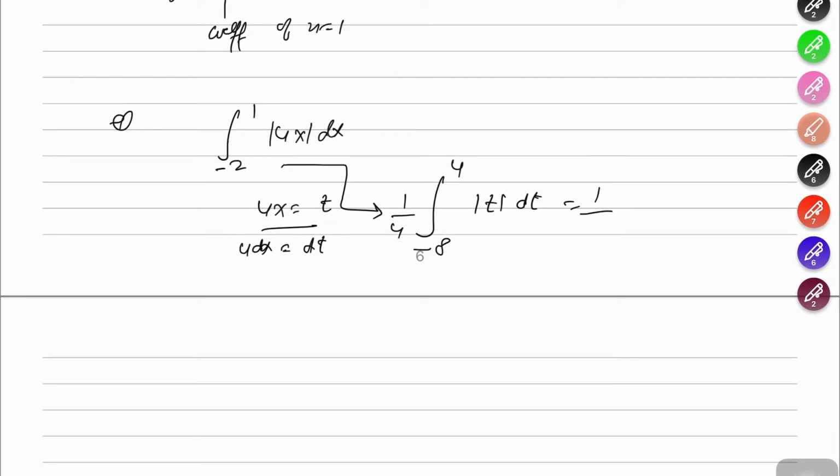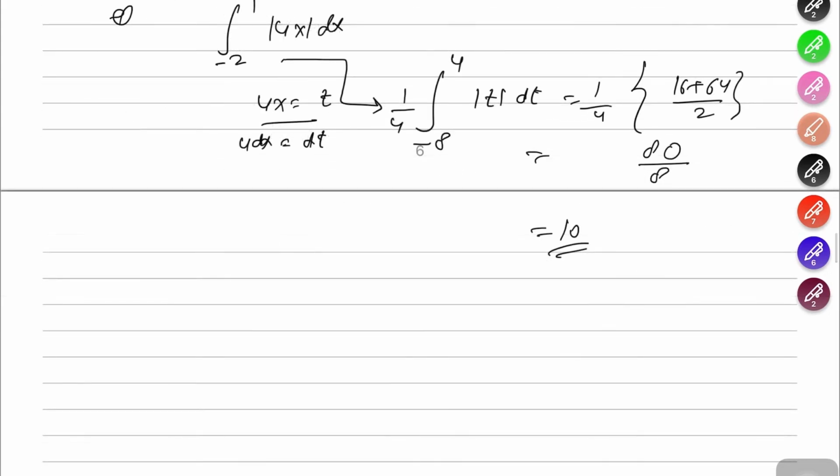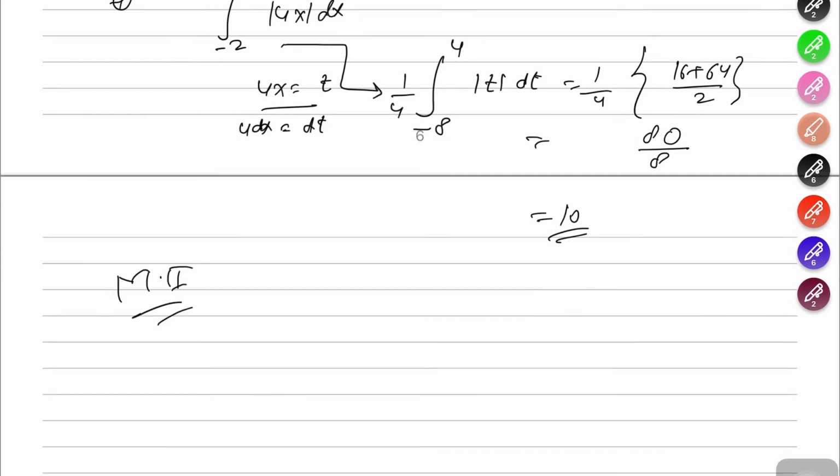Now it's easy. So 1 by 4, and we know that minus 8 and 4 are of opposite sign. Opposite sign means we'll add 16 plus 64 divided by 2. So then what is the answer? This is 80 upon 8, so that is 10. That is the answer.